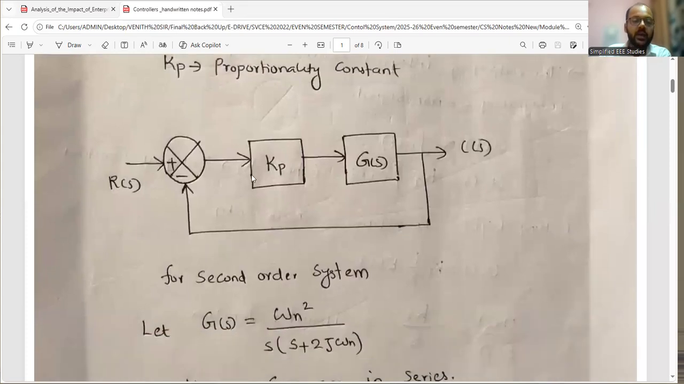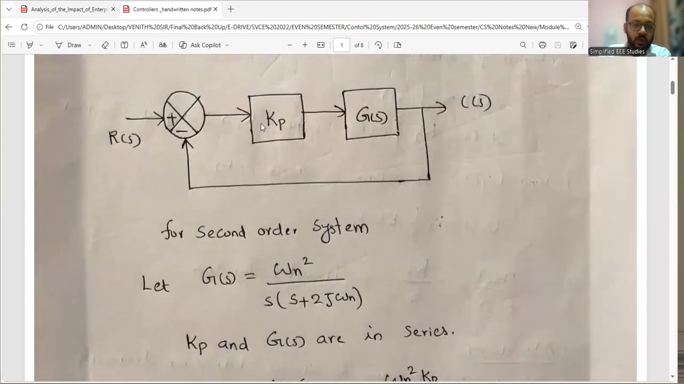Consider a closed loop unity feedback control system. Along with the loop transfer function, I'm going to add Kp here. Both are in series only. G of S and Kp are in series. R of S is the input and C of S is the output. Now, you know that Kp and G of S are in series, so the overall gain becomes Kp into G of S.